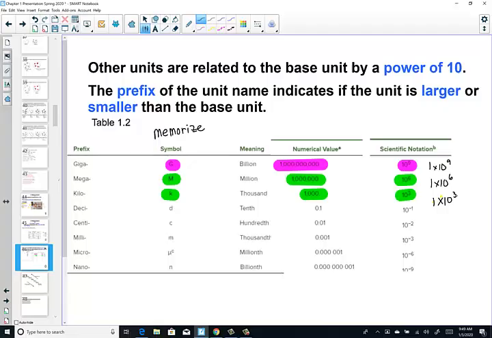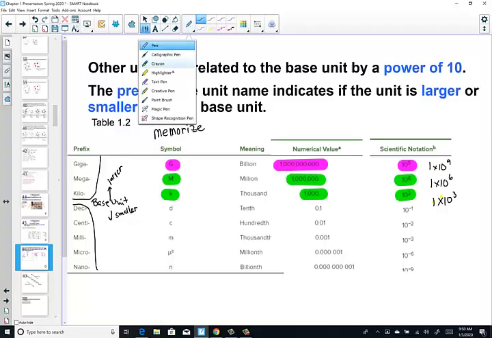A kilometer is 1,000 times larger than a meter. A kiloliter is 1,000 times larger than a liter. So notice that giga, mega, kilo are all larger than the base unit. And now as we go down further in this chart, these are all going to become smaller than the base unit. So the numbers are getting larger as you go up this way, and the numbers are going to get smaller as we go down the chart.